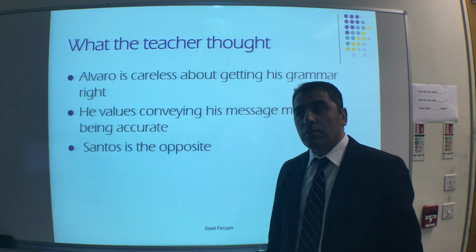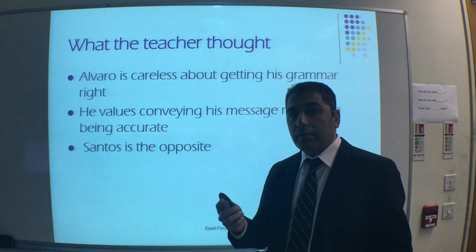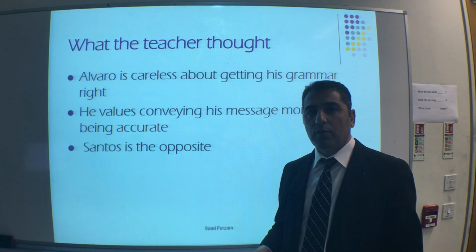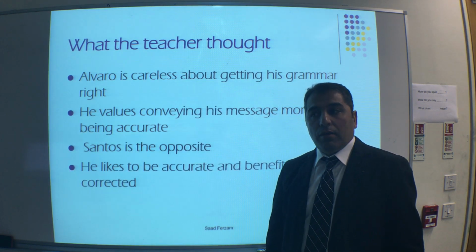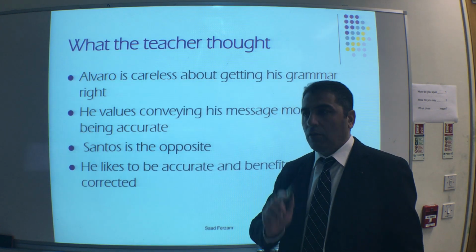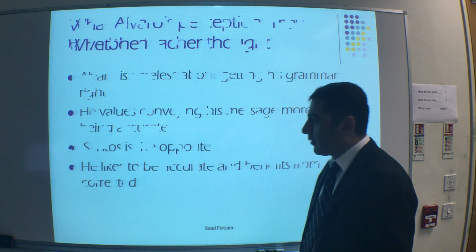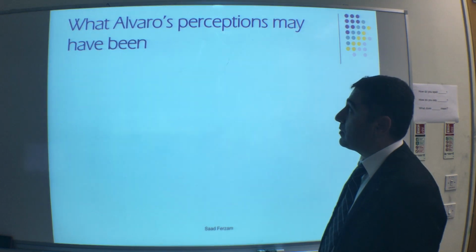However, for Santos, the teacher thought differently. The teacher thought that Santos was different and opposite to Alvaro. Also, he thought that Santos liked to be correct all the time, and he wanted the teacher to correct his mistakes. And that's why the teacher corrected his mistakes.